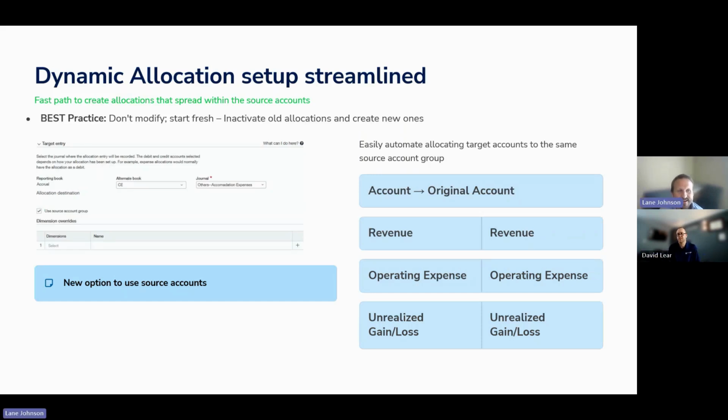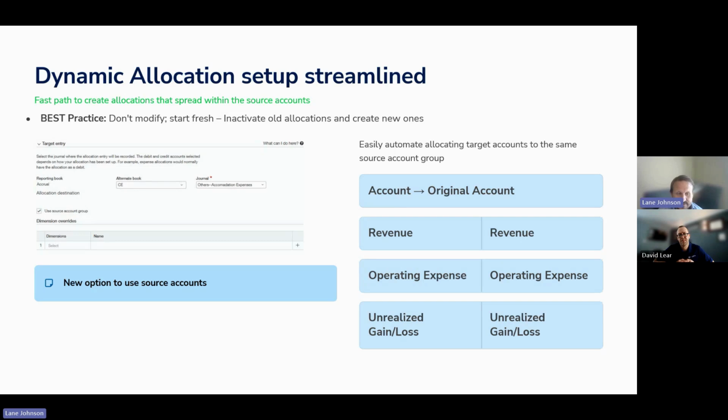Okay, this is my favorite update I've been waiting a long time for. This is in dynamic allocations. And this is just a really smart simplification that I think we've all been asking for a long time. So you can now use the source account group as the target, which makes it easier to allocate things and keep that original account.